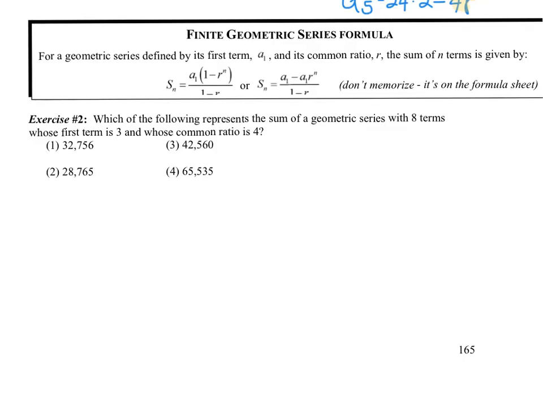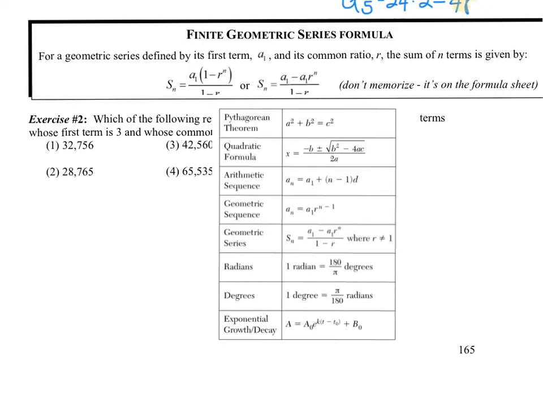Now, what you'll see here is they are giving you two formulas. They're very similar. They'll get you the same thing, basically. In the one on the left there, if you distribute that a to the 1, it gives you that second equation. The one that I'm going to use is the one that's going to be on your reference sheet. So I'm just going to show that to you right now.